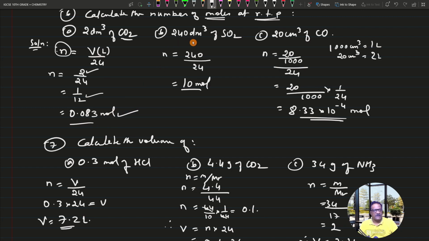B is 240 decimeter cube of SO2. Again it is a gas. So N will be equal to volume in liter, that is 240 decimeter cube, divided by 24. That works out to 10 moles.